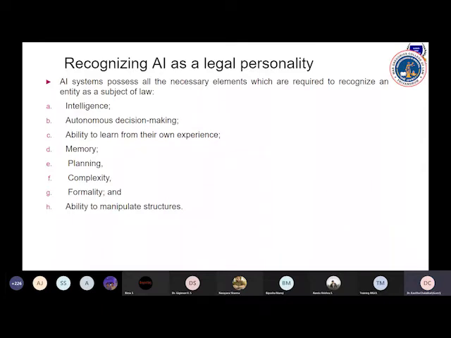And law cannot work without enforcing a legal personality on an entity. So either you are a subject of law or you are an object of law. So right now, AI is considered as an object of law. The subject is always the software engineers or the technician who is behind that particular AI. But the question is, AI is capable of becoming a subject of law.